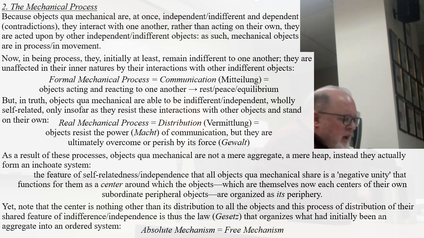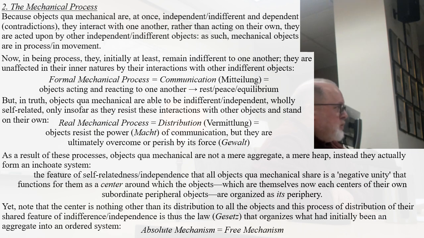Yet note that the center is nothing other than its distribution to all the objects. There is no center. There's no central body. This is Hegel's point about mechanism. It's all organized around a center where there is no center. There's just a law. The center is the law. But the law is just the law of the process of communication and distribution. That's all it is: everything coming together and everything being dispersed back out. So there is no central body.